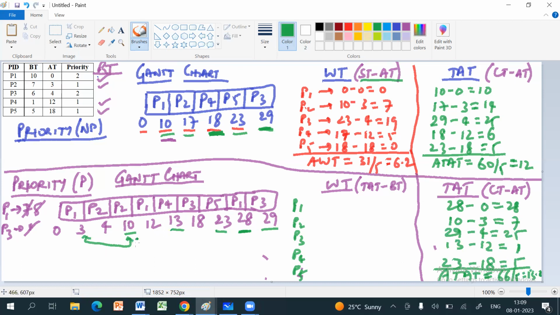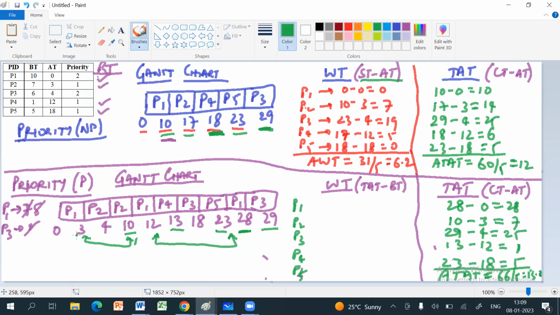Similarly, it again stopped at 12, so this duration should also be taken into account, and it restarted at this point. So simply it would be 0 minus 0 initially, plus 10 minus 3, plus 23 minus 12. So that would be 11 plus 7, which is 18, plus 0 minus 0 is 0 anyway, so 18.